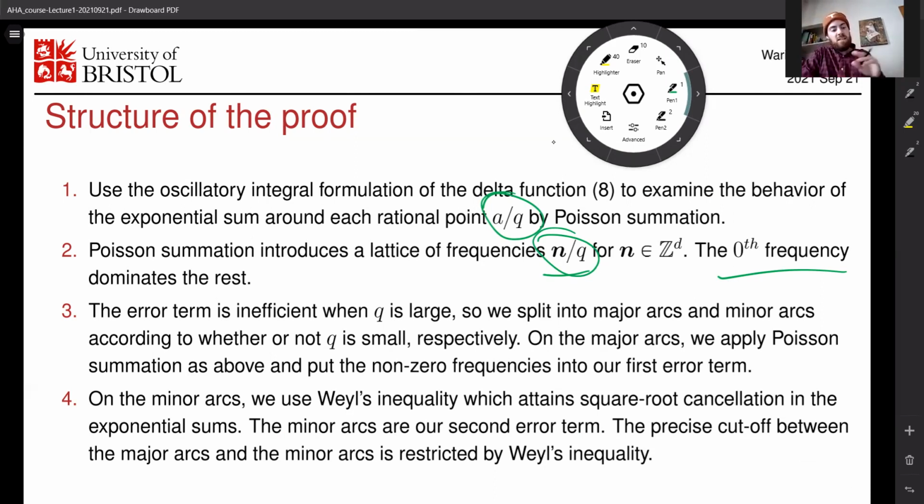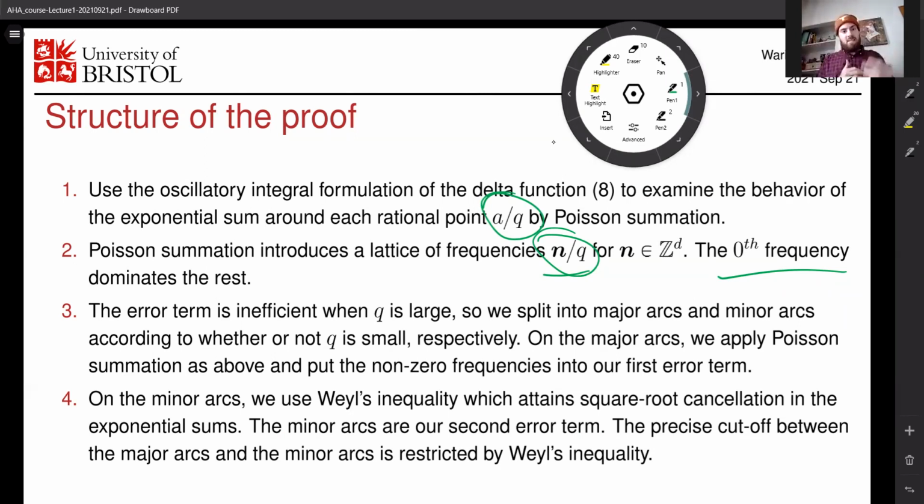Doing this is pretty good when Q is small, because the difference in size between n/Q and m/Q, when n and m are not equal, is pretty large. It's at least size 1/Q. And when Q is small, that's big, right? If Q is equal to 1, that means it's the next integer. Or if it's 1/2, it's only half away. However, when Q is quite large, there's not a big gap there, and you're really piling up on top of each other. You're not giving yourself enough room to cancel.